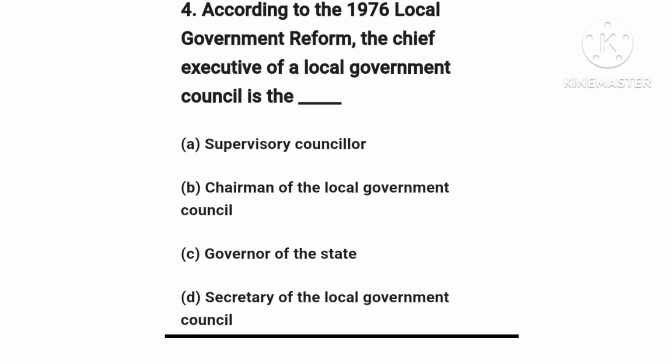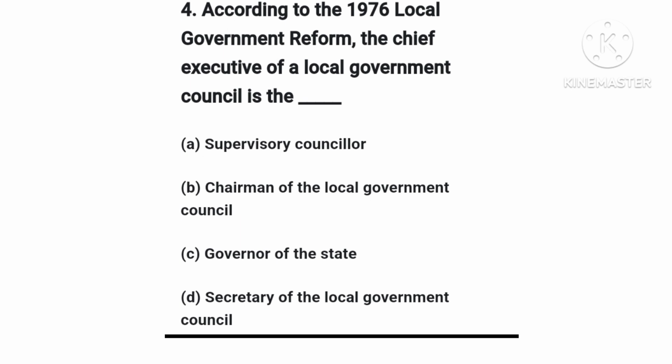The question says, according to the 1976 local government reform, the chief executive of a local government council is the dash. In the options, we have option A, supervisory councillor. Option B, chairman of the local government council. Option C, governor of the state. Option D, secretary of the local government.